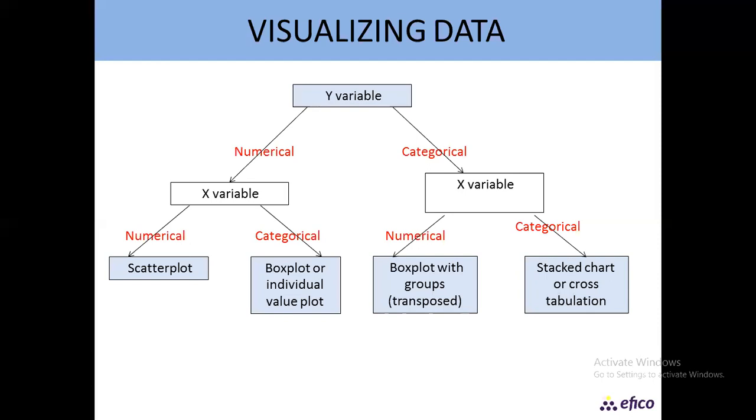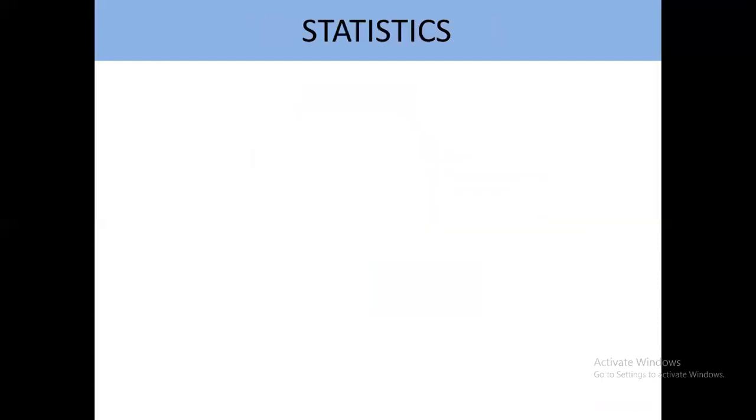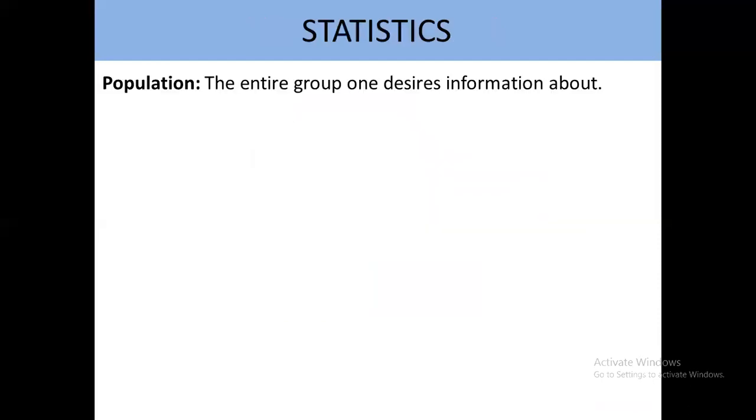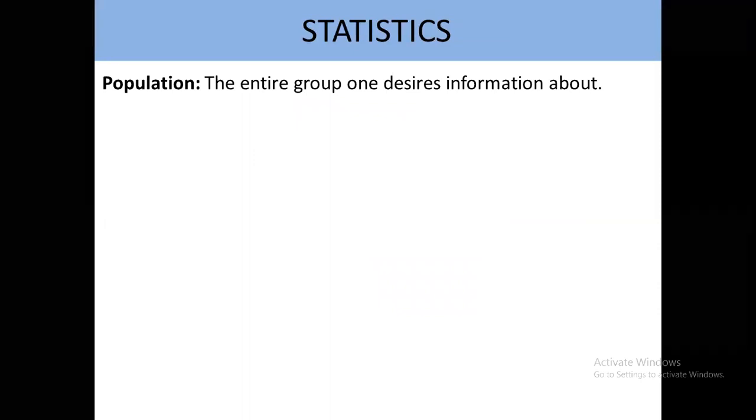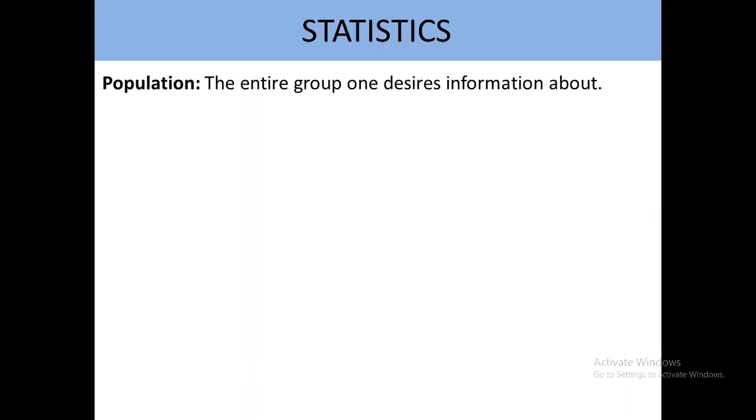So let's just go. So this is statistics, okay? Let me explain some concepts in statistics. So first we have the population, okay? Now population is the entire group you desire information about. Okay, for instance, my example of nicotine dependence and depression now.